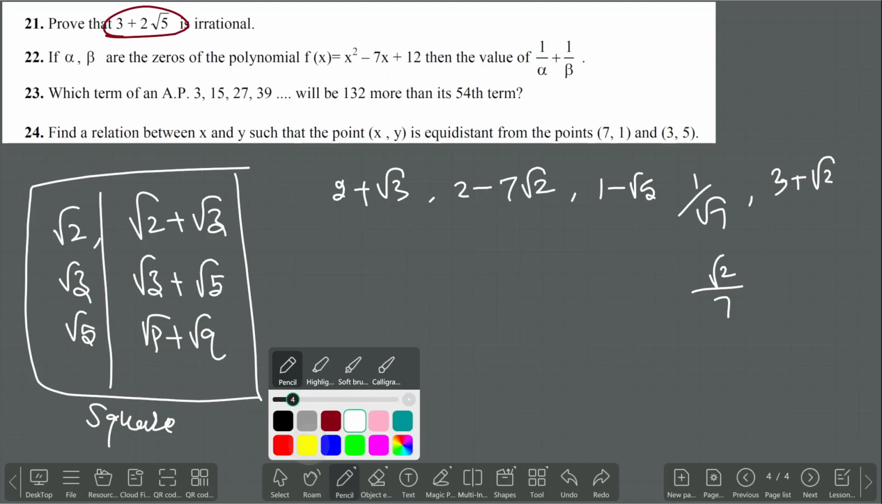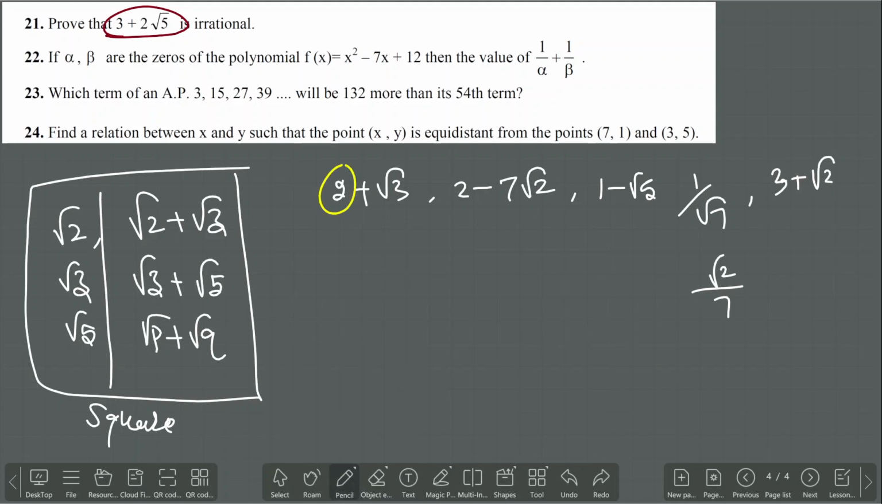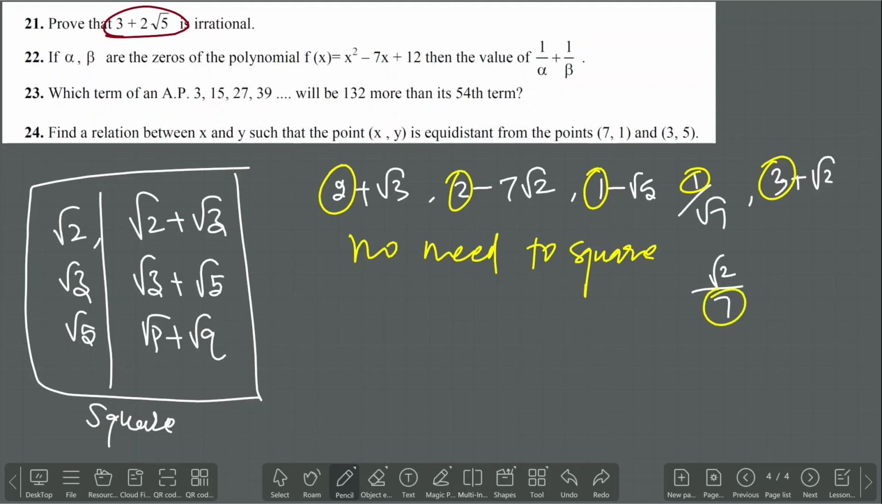Remember this: when we have a rational number in the given question, no need to square. See, there is a rational here, and here, and here. There is a rational, no need to square. Directly we can go. When both are irrational, we have to square.